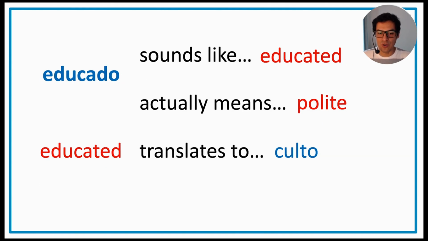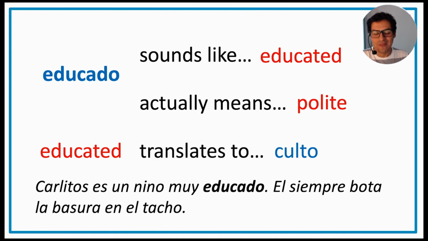The next word we have here is educado. Educado sounds like educated, but it actually means polite. There's an extra bonus false cognate here because culto is the word for educated, even though it looks like cult. Okay? Example here for the word educado.